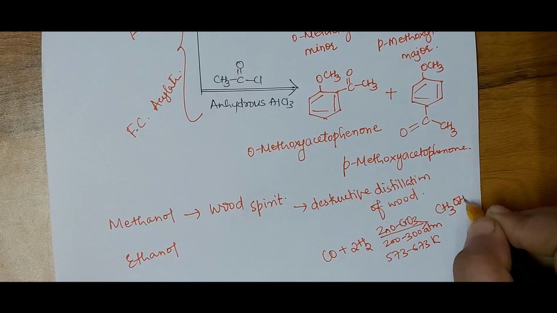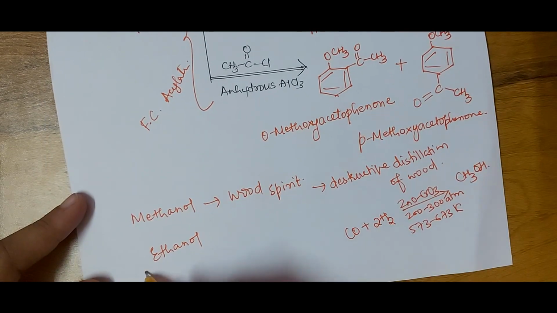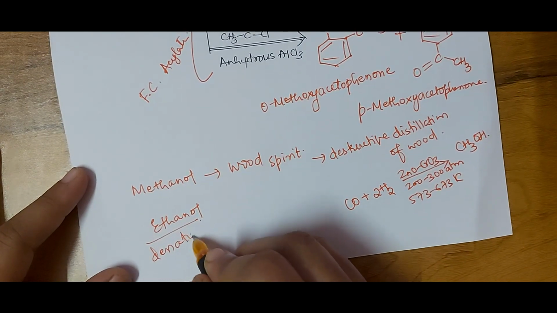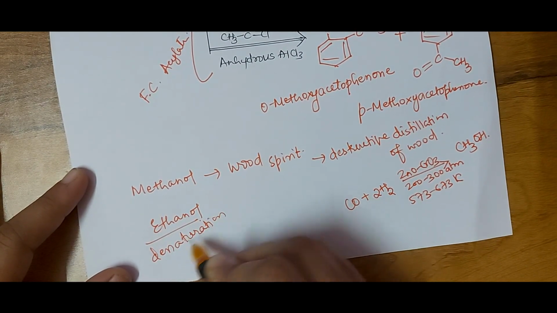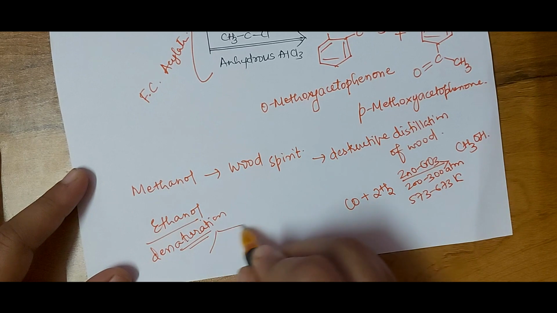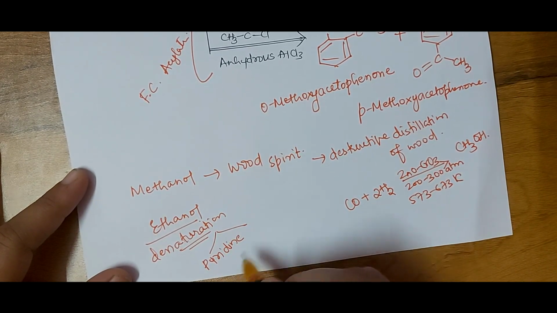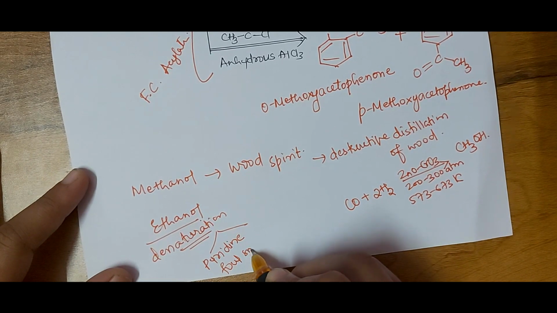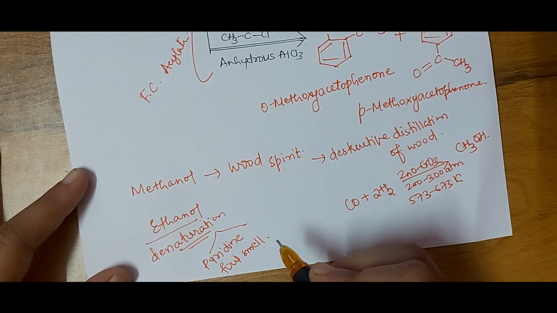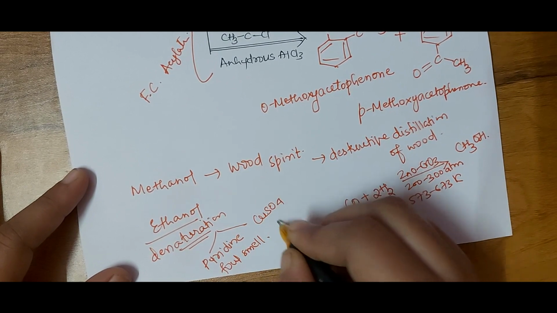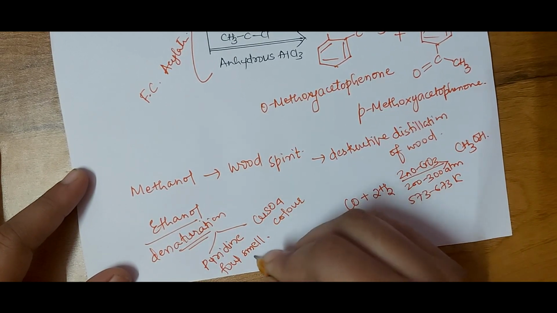Similarly, for ethanol, the most important part is denaturation of ethanol. Ethanol is made unfit for drinking by adding pyridine, which gives a foul smell to it, and along with pyridine, copper sulfate is also added, and copper sulfate changes the color. So pyridine and copper sulfate, which change the smell and color, make the alcohol unfit for drinking.